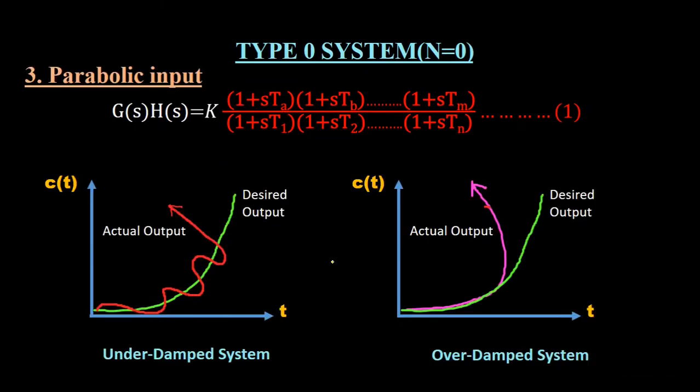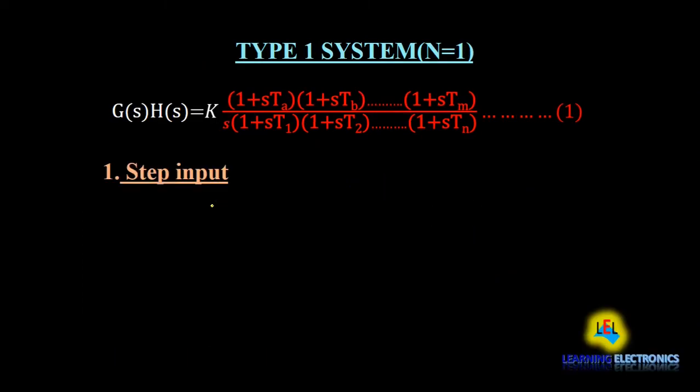Now this is the time response of the underdamped and overdamped system. Here you can see the steady state error is infinite for both underdamped and overdamped systems. So the parabolic input should not be used to excite the type 0 system, as the error is very high and uncontrollable. Next one is the type 1 system.